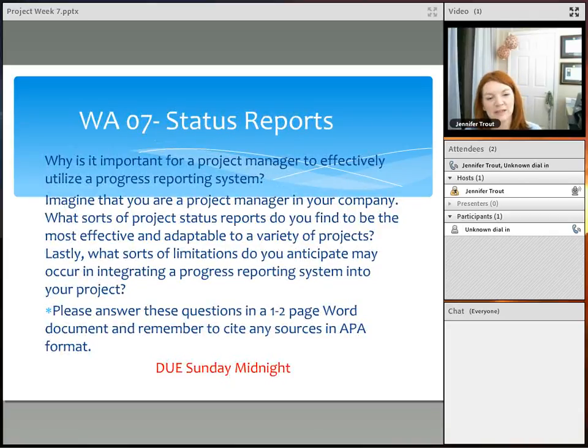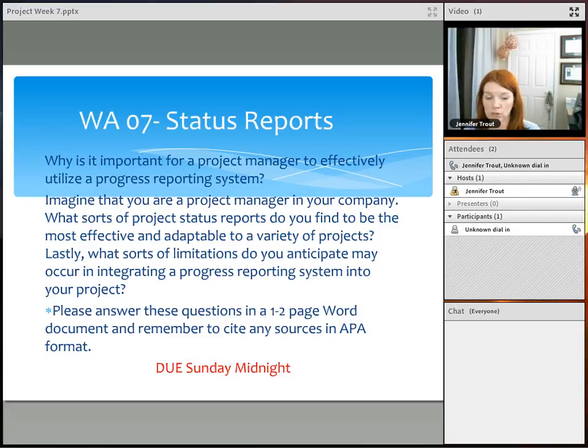Your written assignment is on status reports. Why is it important for a project manager to effectively utilize progress reporting systems? Imagine that you are a project manager in your company. What sorts of project status reports do you find to be most effective and adaptable to a variety of different projects? And what limitations would you anticipate in integrating this type of reporting system into your project?